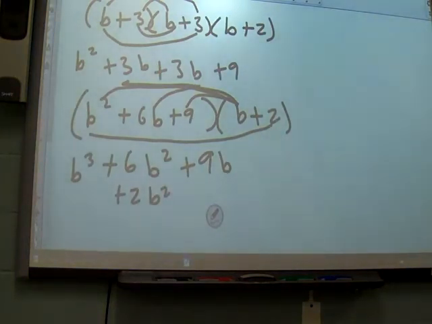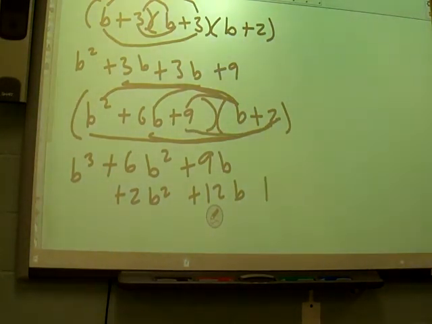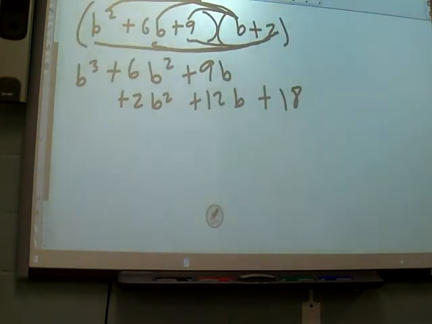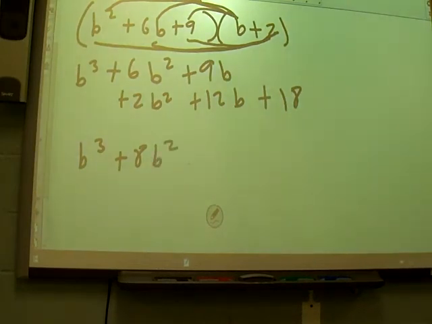Good. And I'm going to stack that up with my like terms. You don't have to. That's just the way I like it. Then a 12b. And then you've got a constant here with the 2 times 9, 18. So I've got you, CJ. Now all I need to do is combine those like terms. So I've got a b cubed, an 8b squared, a 21b, and an 18.